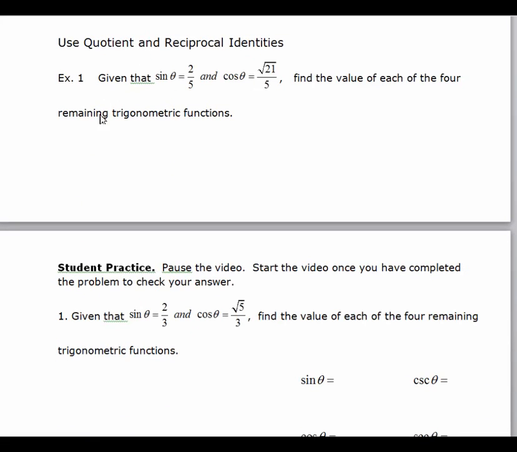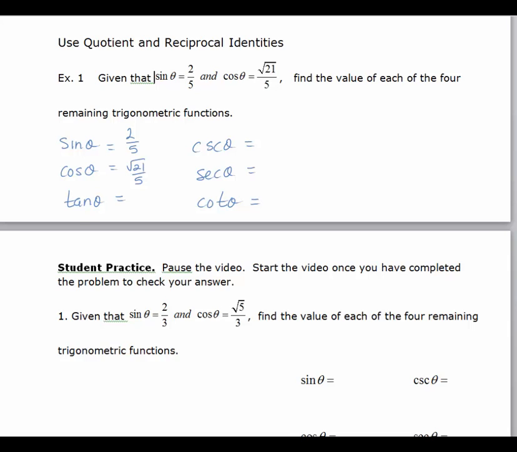All right, here we have example 1. Given that sine of theta equals 2/5 and cosine of theta equals the square root of 21 over 5, find the value of each of the 4 remaining trig functions. I like to write all 6 down and then fill in what we have. So the sine is 2/5, the cosine is the square root of 21 over 5, and now we can evaluate the rest using the identities we've been given.